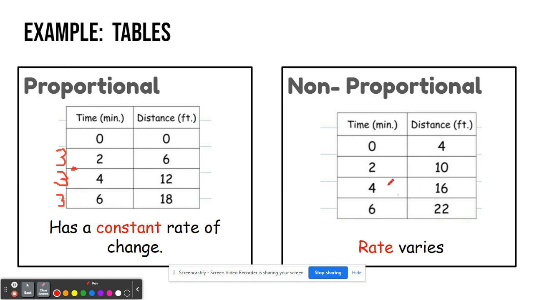Now, a non-proportional relationship won't have a constant rate of change. Our rates are going to vary. We can't start here with 4 divided by 0, I can't do that, so we're not going to start with 0, but I can do 10 divided by 2, which gives me 5. If I do 16 divided by 4, I'm going to get 4. So already we can see that since those are not the same number, it is not a constant rate of change. So that's what makes it not proportional.